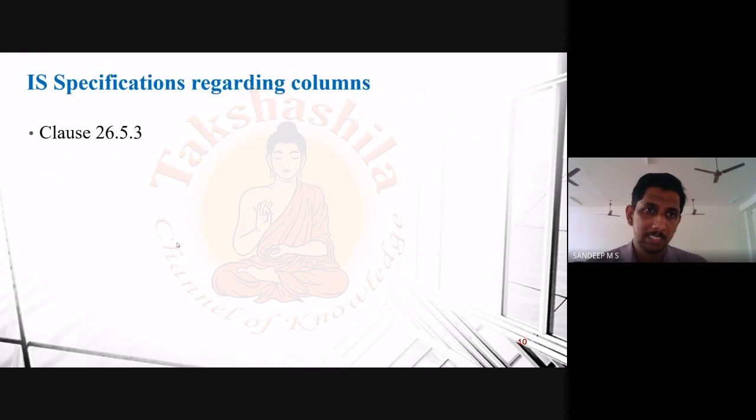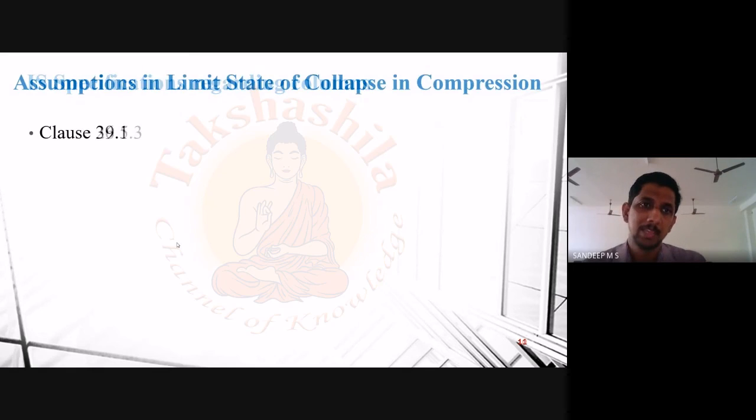So we will stop it here. Next, we have to look at the specifications regarding the design of columns, as well as some of the assumptions that we make in the limit state of collapse in compression. After that, we will move on to the actual design.